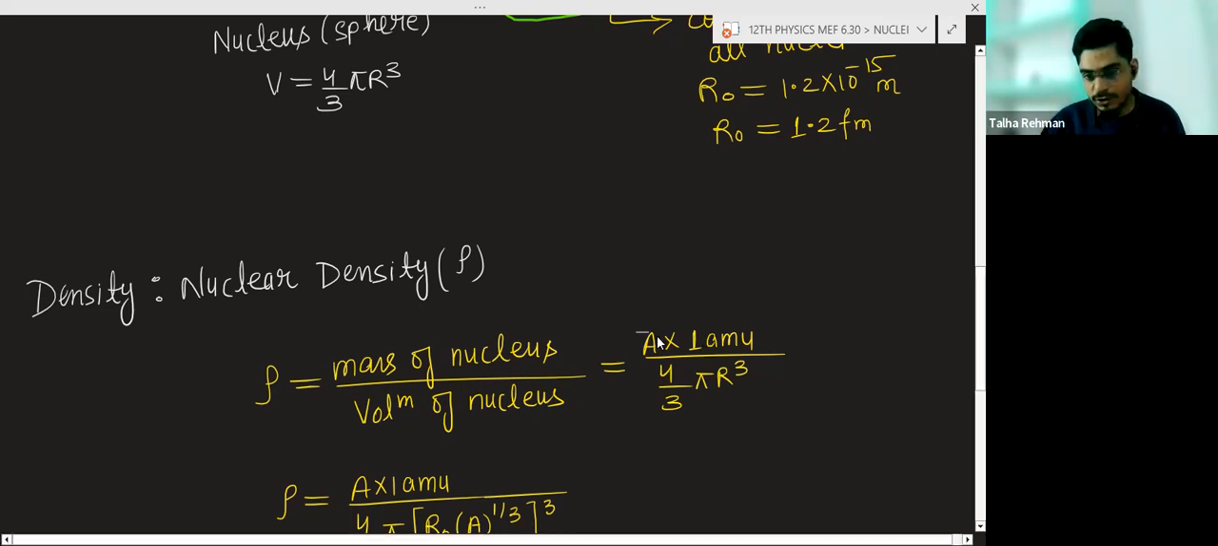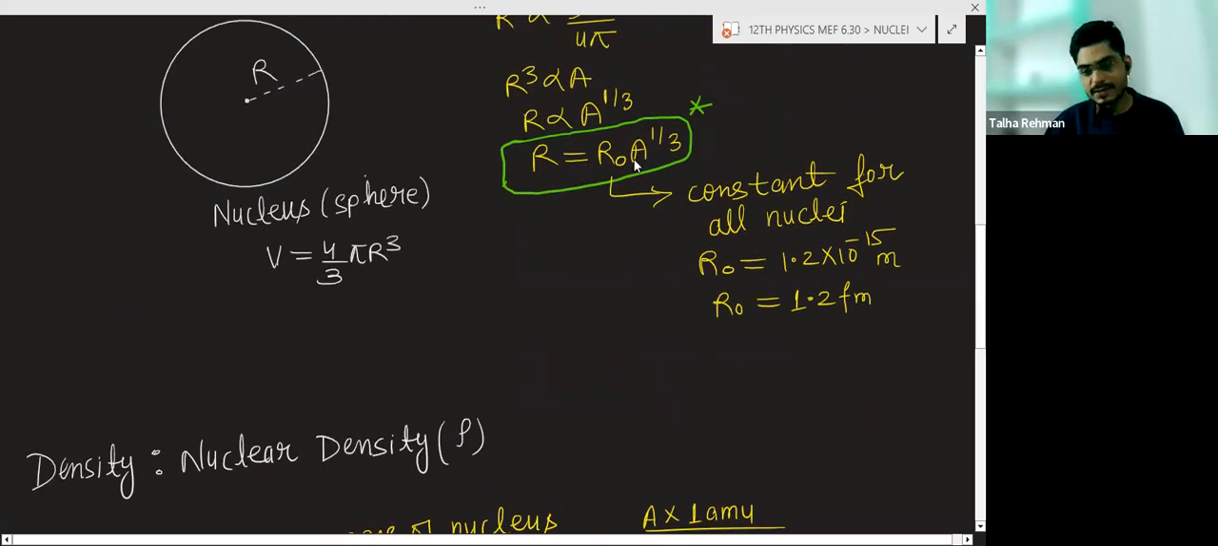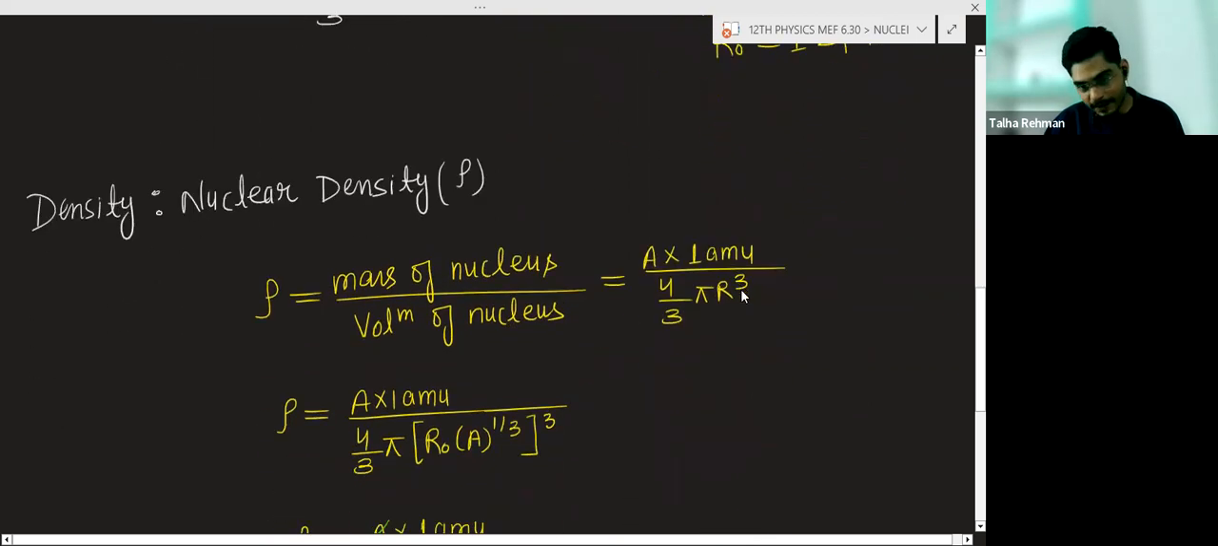And the number of nucleons is A, and for each nucleon the mass is 1 AMU. That is why A into 1 AMU will be the mass of the nucleus. And the volume of the nucleus, we know, is 4/3 pi R cube. Now R is this, so from here we can put the value of R here and we will get this.